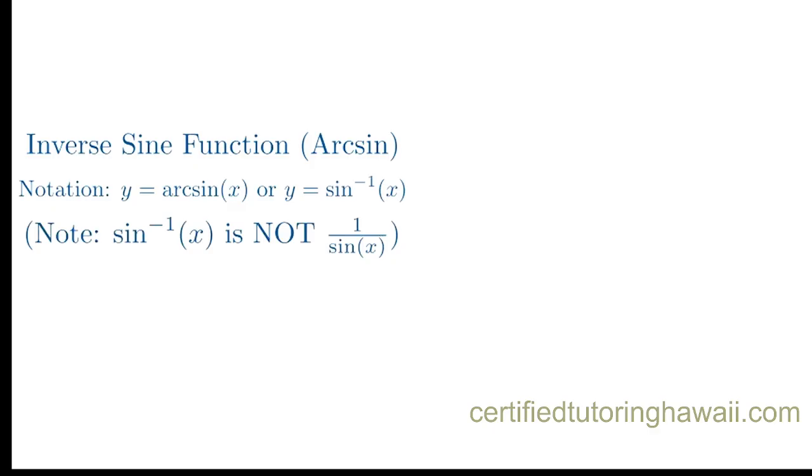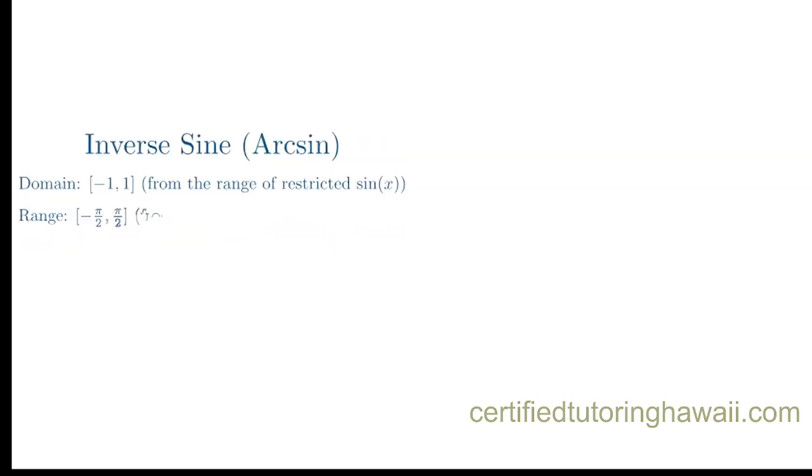A key concept with inverse functions is that their domains and ranges are switched. So, what is the domain and range of the inverse sine function? The domain of arcsin x is the range of our restricted sine function, which is -1 to 1. The range of arcsin x is the restricted domain of sine, which is -π/2 to π/2. This means the output of arcsin will always be an angle in this interval.